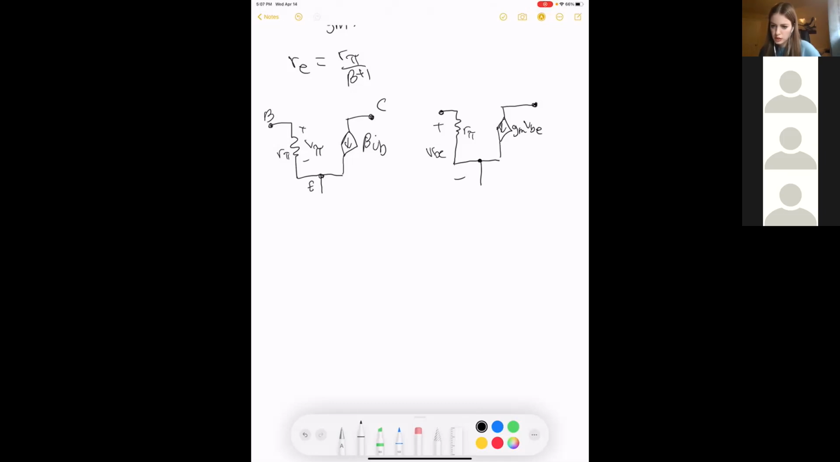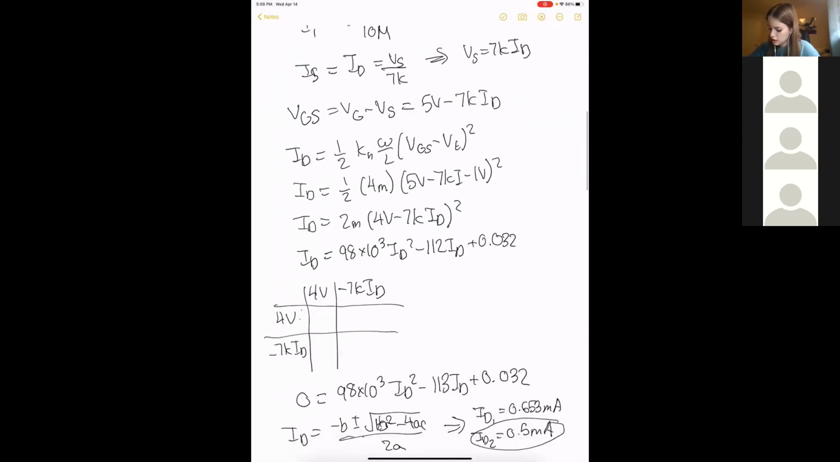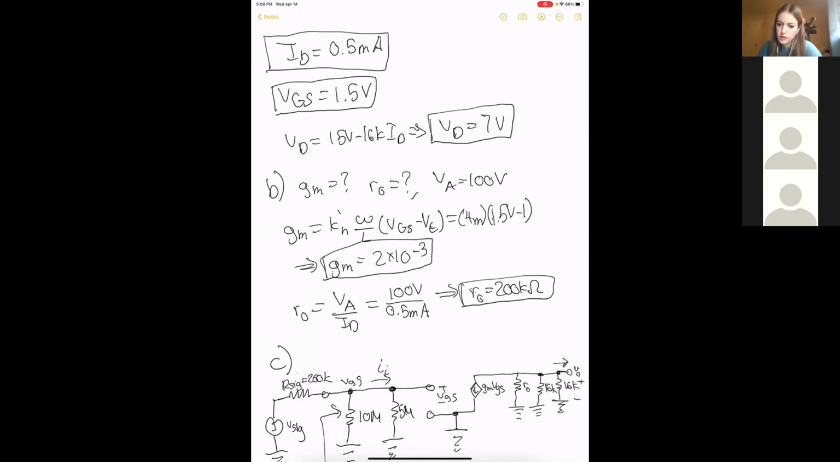Did we do any early effect questions? Sure. What do you mean by early effect? Early effect is when you have the ro, correct? It's when your lambda is not zero. Yes. So we did have that. In our last MOSFET question, we were given VA. If we're given VA, and VA isn't infinite, it means that we have channel modulation, so we have an ro in our small signal. Let me show you here. In part B, we were told that VA is 100.